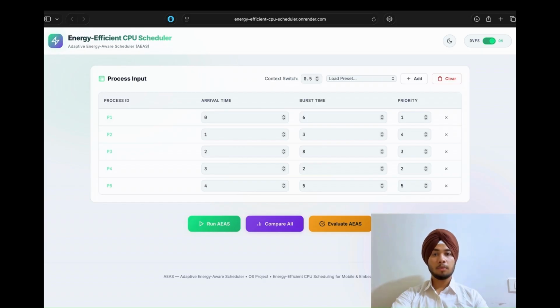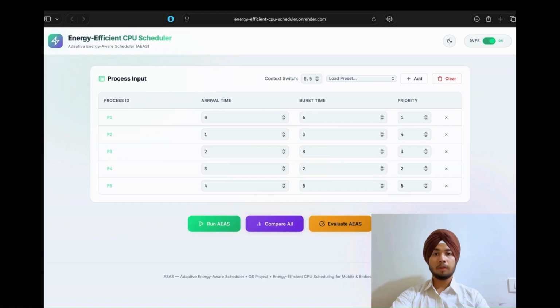In traditional CPU scheduling algorithms like FCFS, SJF, and round robin, the main goal is to optimize performance metrics such as waiting time and turnaround time. However, these algorithms do not consider energy consumption, which is a major issue in modern systems, especially in mobile devices and embedded systems where battery life is critical. So, the main problem we address is how can we reduce energy consumption without compromising system performance.